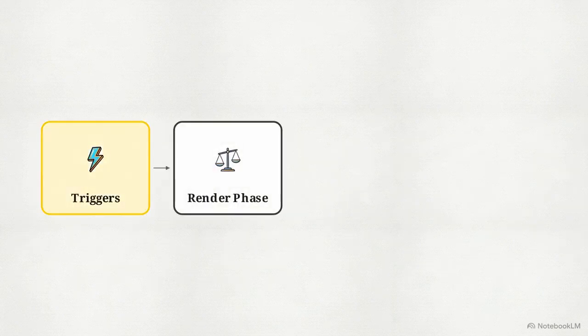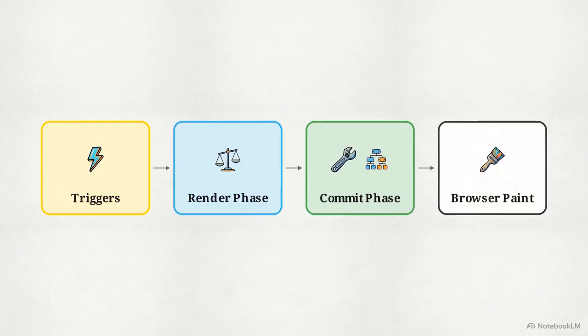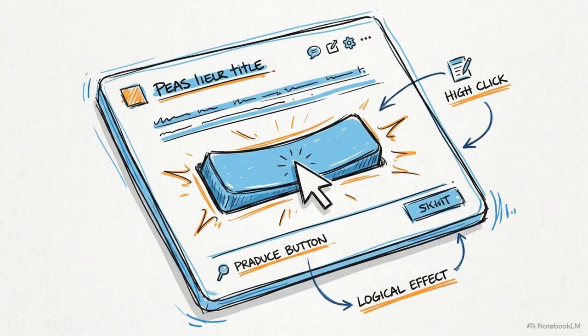Let's review the map. Step 1. Triggers from state or prop changes. Step 2. The render phase calculates differences with 0 DOM updates. Step 3. The commit phase updates the DOM and runs effects. Step 4. Browser paint shows pixels to the user. Rendering is simply React asking your component what it should look like. The DOM only updates if the answer to that question requires a physical change.